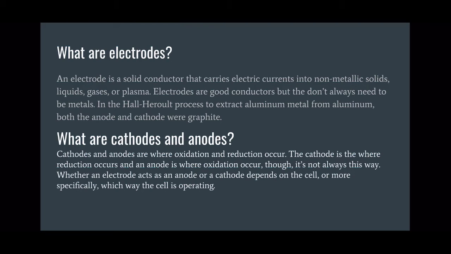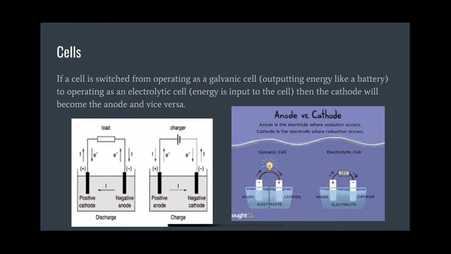What are cathodes and anodes? Cathodes and anodes are where oxidation and reduction occur. The cathode is where reduction occurs, and the anode is where oxidation occurs, though it is not always this way. Whether an electrode acts as an anode or a cathode depends on the cell, or more specifically, the way the cell is operating. If a cell is switched from operating as a galvanic cell, outputting energy like a battery, to operating as an electrolytic cell, where energy is input to the cell, the cathode will become the anode and vice versa.